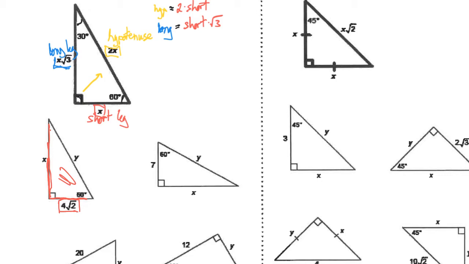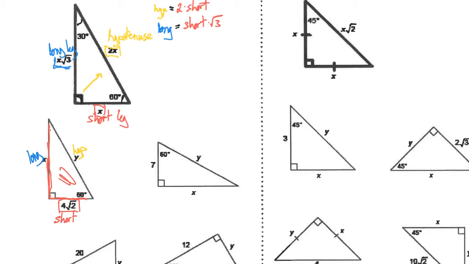So the 4 radical 2 is the short leg, and then of course the x is the long leg because it's longer, and the y is the hypotenuse. So I'm going to just simply set up some small equations in order to solve for the pieces that I'm looking for.